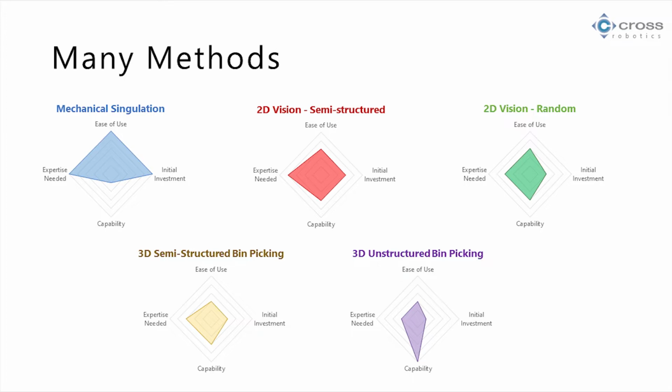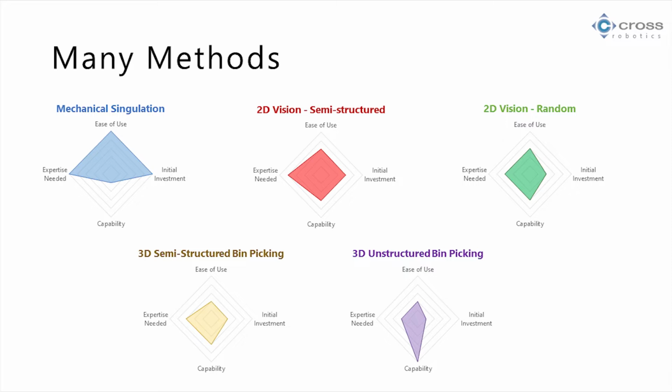The key takeaway from this slide, without going into too much detail, on one side you have mechanical singulation that is very intuitive, can be very easy to implement, and the initial investment tends to be pretty low. Mechanical singulation means jigs or fixtures or things like that, right?